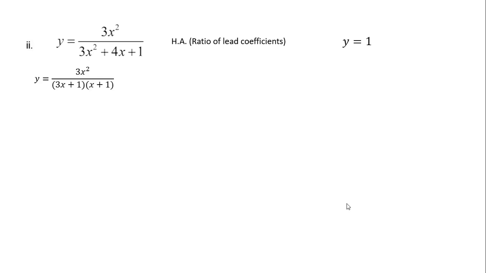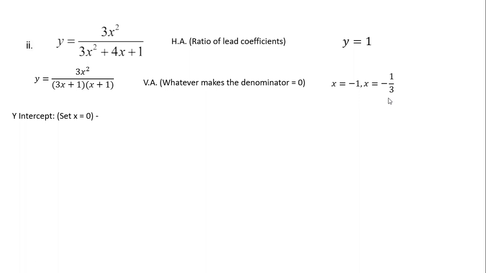So when we factor this, we end up with something which cannot be reduced. So we can't reduce it, but it does help us to see where the vertical asymptotes are. So these two factors in the denominator tell us that we have vertical asymptotes at x equals minus 1 and x equals minus 1 over 3. Great.